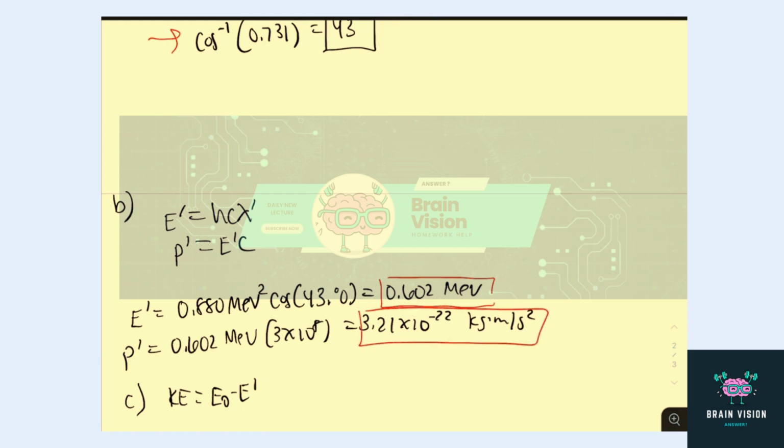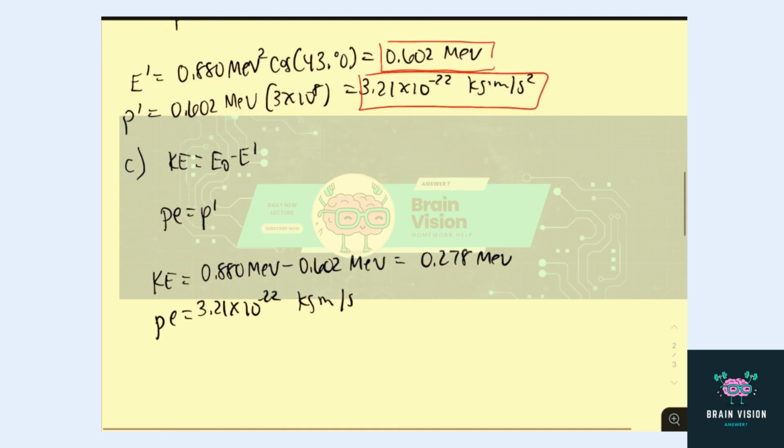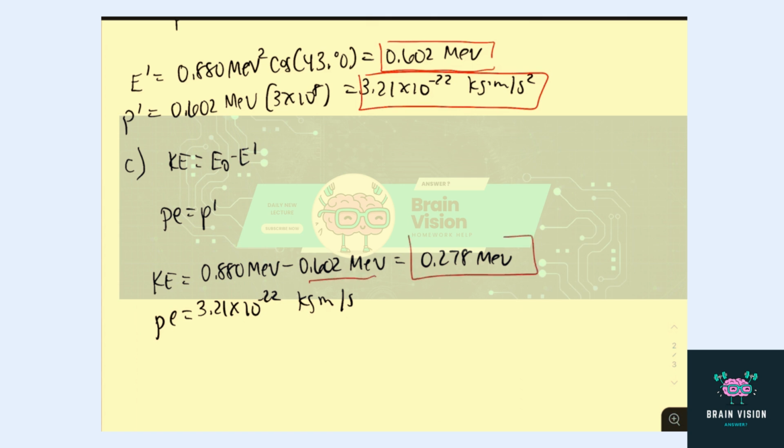So for part C, we want to find the kinetic energy and momentum of the scattered electron. So kinetic energy is equal to E naught minus E prime, and PE, the electron momentum, is equal to P prime. So KE is 0.880 minus 0.602, and we get 0.278 MeV. And our PE is, again, 3.21 times 10 to the negative 22.